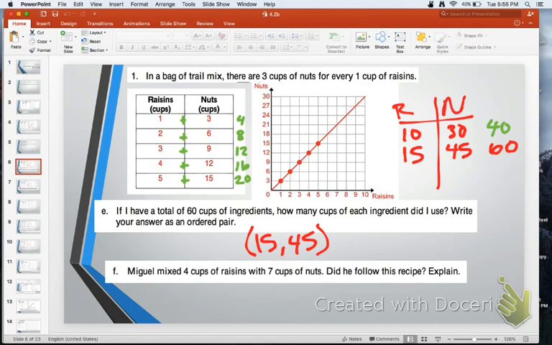You could say no, because the 4 cups of raisins that he added did not match up to the 12 cups of nuts you would need to have in the recipe. You could have decided to look at unit rate and have found that they weren't the same. Any way you do it, the answer is still no.